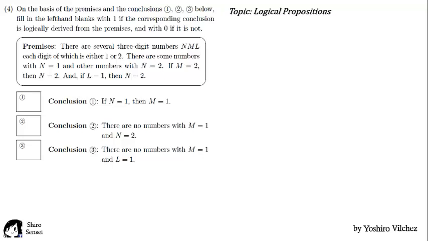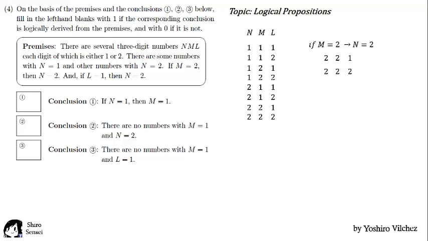There are several 3-digit numbers n, m, l, each digit of which is either 1 or 2. There are some numbers with n equal to 1 and other numbers with n equal to 2. If m is equal to 2, then n is equal to 2, and if l is equal to 1, then n is equal to 2. First conclusion: if n is equal to 1, then m is equal to 1. As we can see, this is true, so it's a logical conclusion.